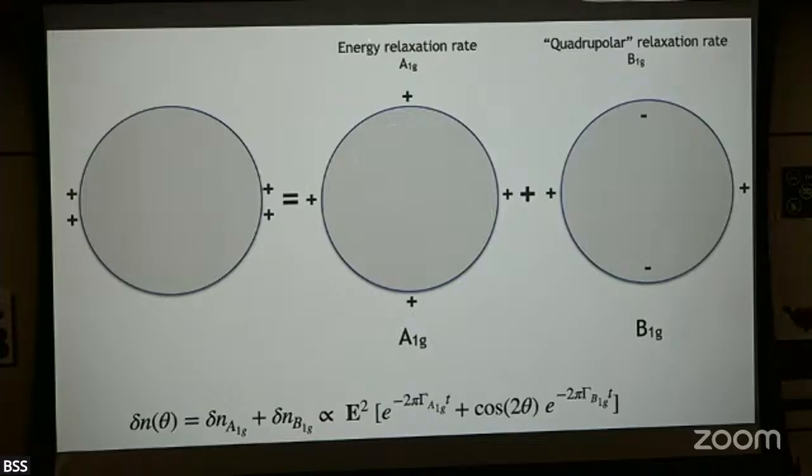That's an energy relaxation rate. And we can call it different things. We could call it the D wave deformation, a B1G deformation, or you could call it the quadrupolar relaxation rate. So this is the kind of stuff that we can access with our nonlinear terahertz experiment, which is important, but just completely invisible to conventional transport.